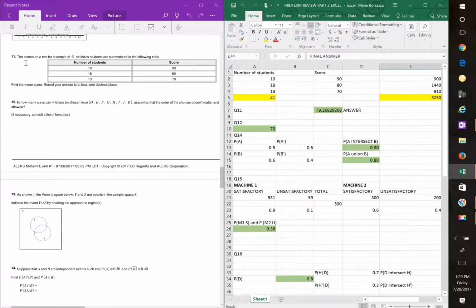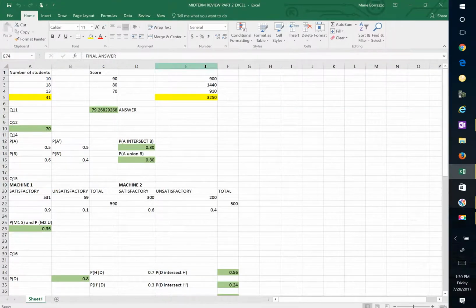Question 11 says, basically you have a chart with these test scores for 41 statistics students summarized, and these are the scores. So basically 10 students scored a 90, 18 an 80, and 13 a 70. When we have this many number of students or number of values, we tend to use this method, and this is where the Excel sheet comes in. So these numbers that you see here, and again, you will have this in your possession, this is what's given to you in the question right here.